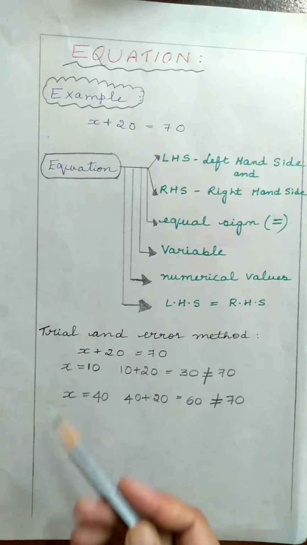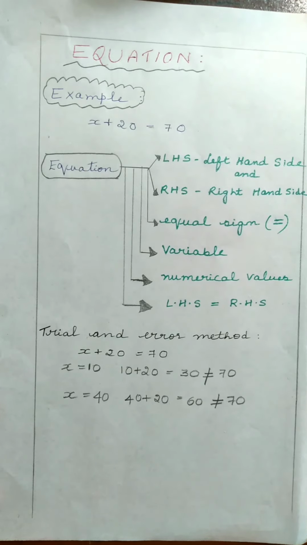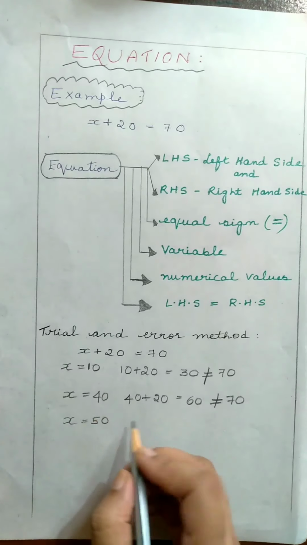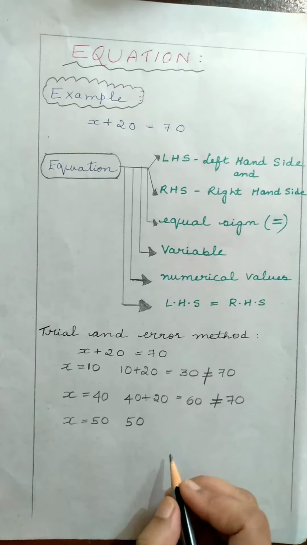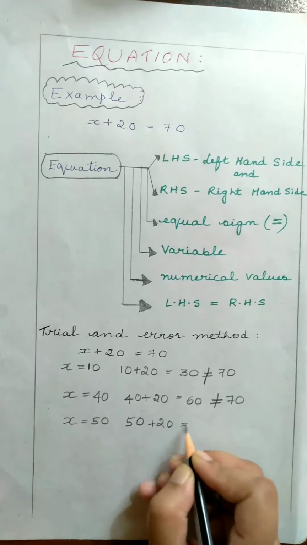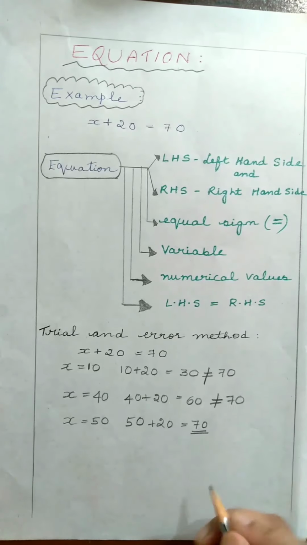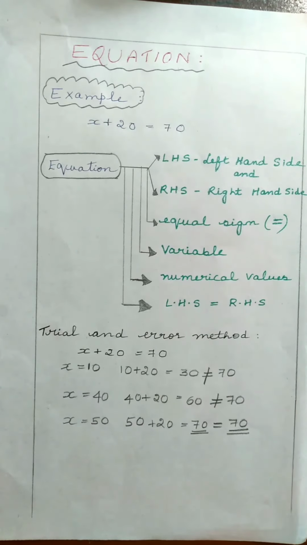Now, if we put 40 or 10, we will not get the value. Then, to get 70, which value do we need to apply, children? We need to apply x equal to 50. So now when x is equal to 50, write the value of x, 50 + 20. 50 + 20 will be 70. Therefore, the value of LHS is equal to 70 and the value of RHS will also be equal to 70. Therefore, LHS is equal to RHS.